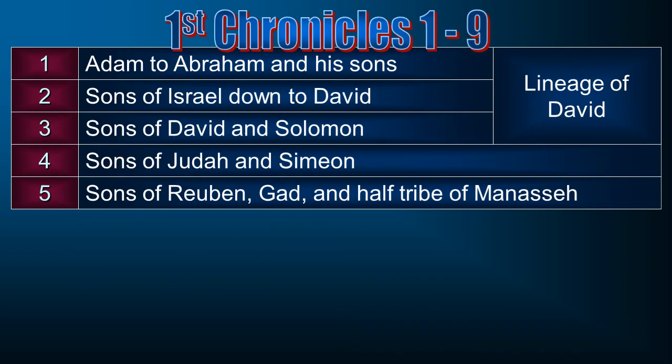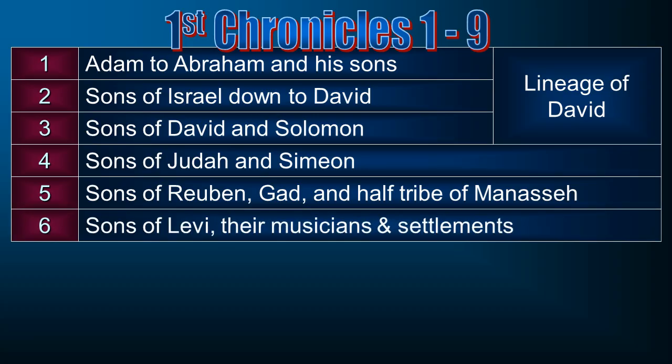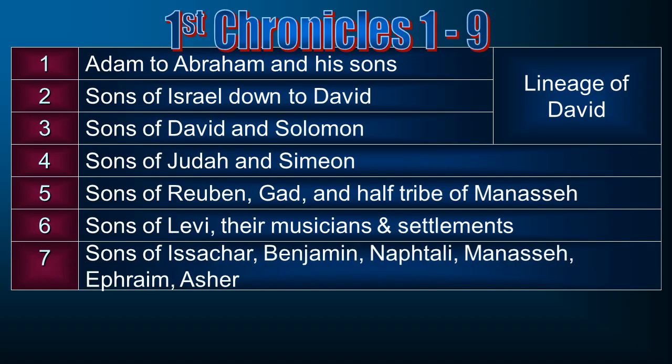Next, we have the genealogies of the sons of Reuben, Gad, and the half tribe of Manasseh. Those were the tribes that settled on the east side of the Jordan River. Remember, they crossed over to help with the taking of the rest of Canaan, but then they settled on the east side of the Jordan. Next, you have the sons of Levi. They're musicians and settlements because both Levites and priests are a big focus here in Chronicles. You have the sons of Issachar, Benjamin, Naphtali, Manasseh, Ephraim, and Asher.